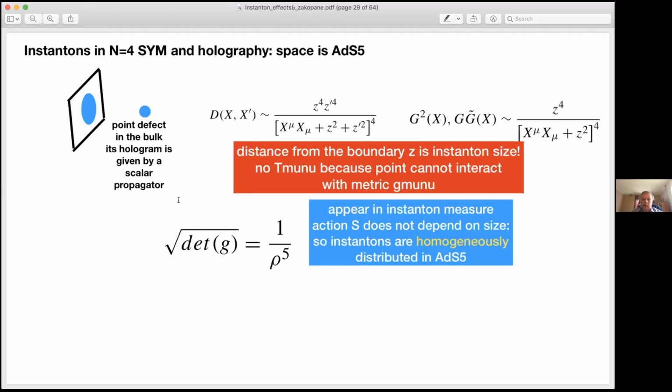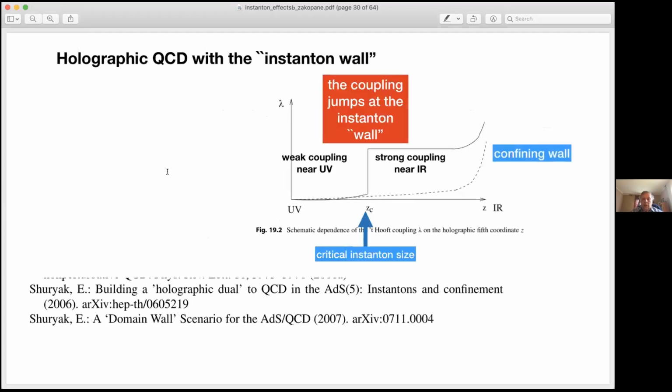Okay, and finally, if you calculate the volume element for the AdS5 metric, you get this simple answer. And that would be the distribution of instantons in this bulk. And what it means is that in this theory, the whole space is covered homogeneously with some density of this point-like dust. That's what it means.